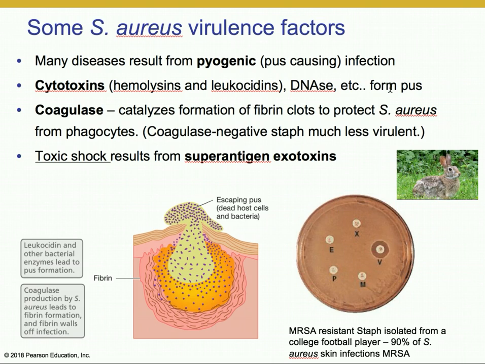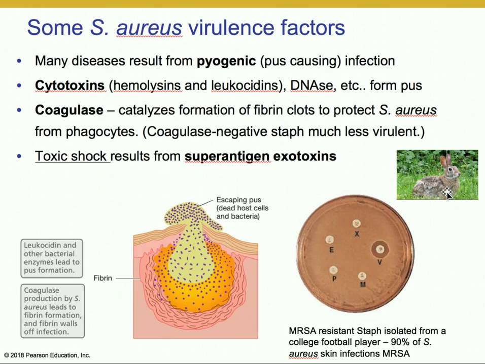So that contributes to the pus formation, and then enzymes such as coagulase, which we've mentioned before, form clots that wall off the initial site of infection from cells of the immune system, such as phagocytes. Coagulase-negative staph are much less virulent because they're unable to form that protective barrier. So that's illustrated in this figure on your slide. One thing we have not talked about yet is the concept of superantigens.